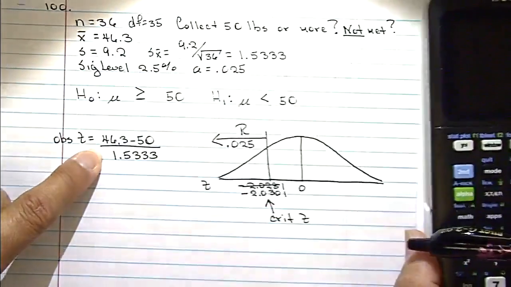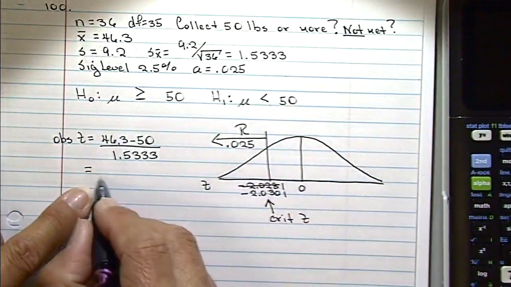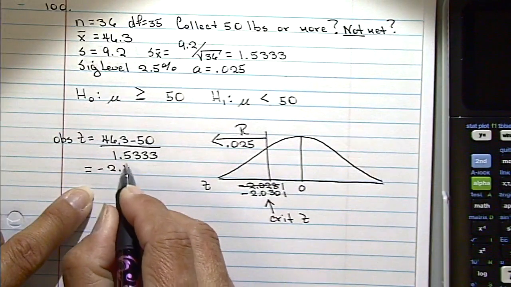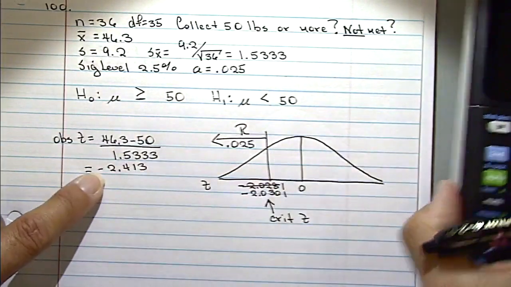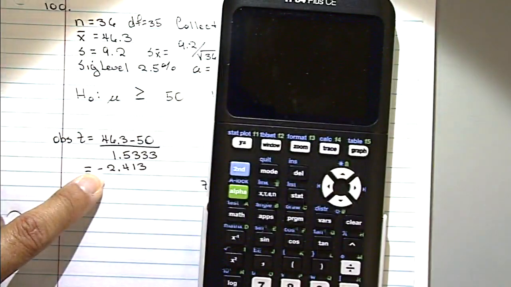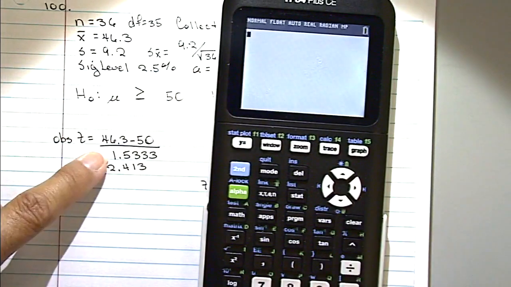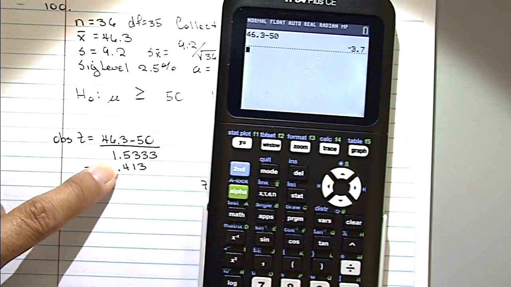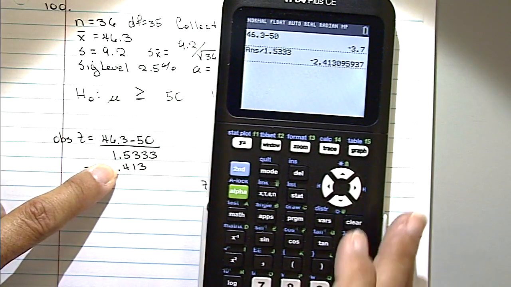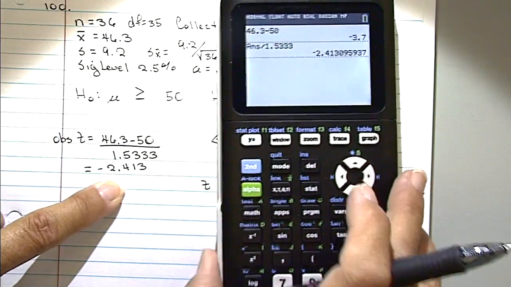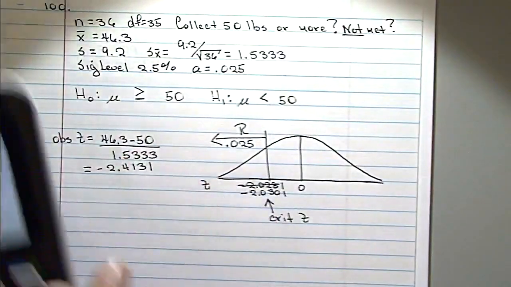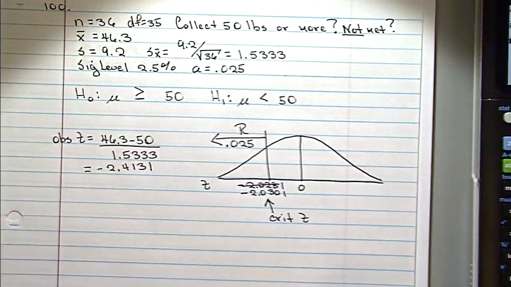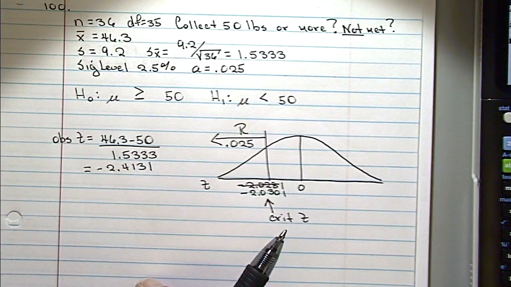I got this one. Hang on a second. I came up with negative 2.413, but I need 4 decimal places. Let me just try this. 0.3 minus 50, enter, divided by 1.5333, and I'm going to go to one more decimal place, actually. So I came up with negative 2.4131. Now, with the t-table, this is a little bit tricky.